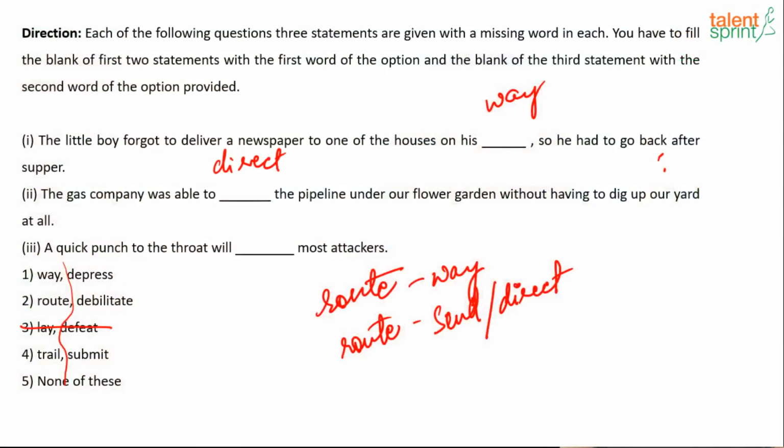Yes. So, debilitate is the word of the day. I told you what the word debilitate means. Debilitate means making something weaker, weakening something. All right, so let's look at the last one, if it falls true for the last one. A quick punch to the throat will dash most attackers. Yes, it is talking about a quick punch to the throat is very deadly and it weakens the opponent, right? Or the most attackers. So debilitate should be the word. Debilitate. So 2 is fine.